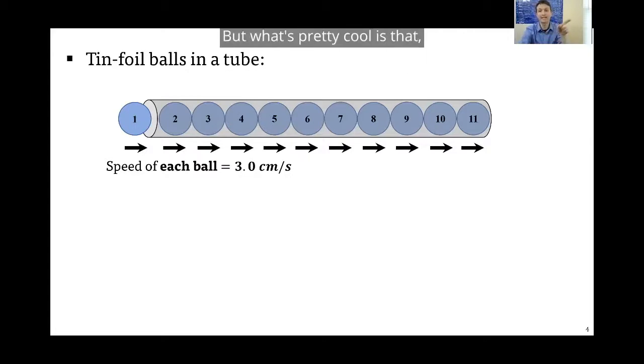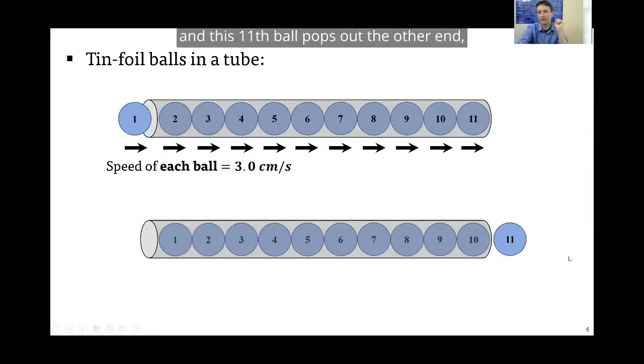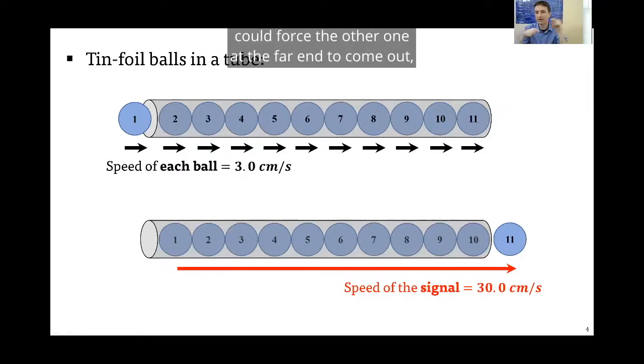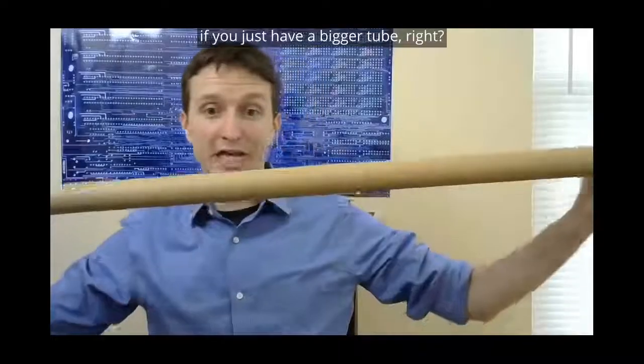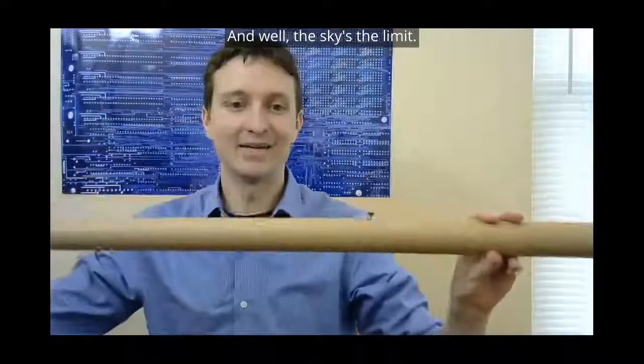But what's pretty cool is that once it's full and they're all in contact, colliding with their neighbors, when I put that first ball in and this 11th ball pops out the other end, the speed of that signal, how fast one pushed into one end could force the other one at the far end to come out, was actually much faster, something like 30 centimeters per second if there was 10 balls. And you can scale that up if you just have a bigger tube, right?